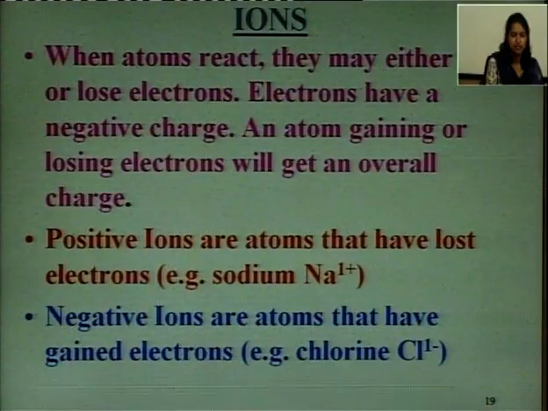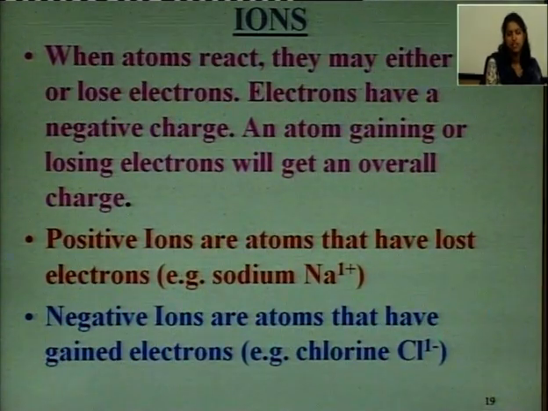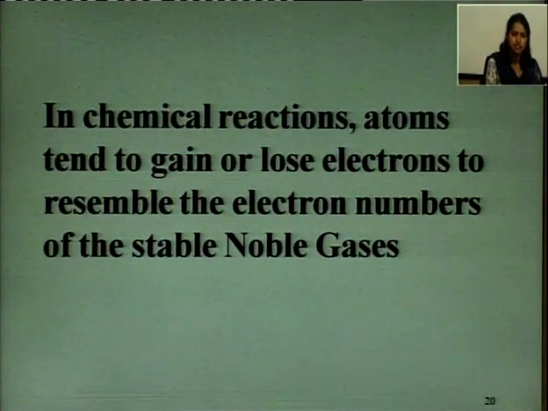Positive ions are the atoms that have lost electrons. For example, sodium has lost one electron, so its symbol is Na+. What are negative ions? Negative ions are the atoms that have gained electrons. For example, the chloride ion has taken up one electron, so its symbol is Cl-. In chemical reactions, the atoms tend to gain or lose electrons to resemble the electron numbers of stable noble gases.